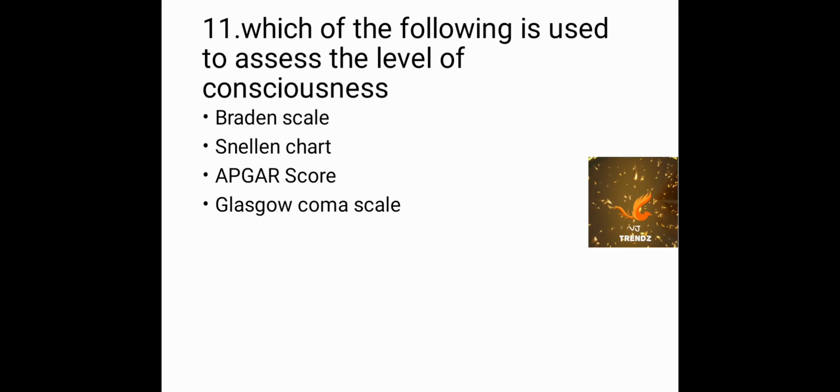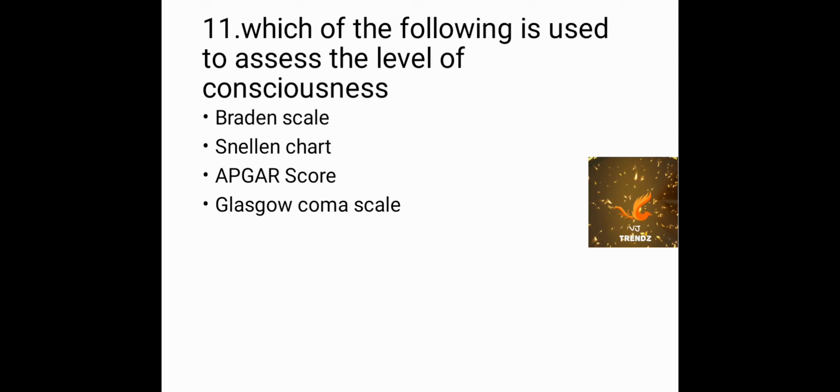Which of the following is used to assess the level of consciousness? The options are Braden scale, Shannon chart, Apgar score, Glasgow coma scale. First, what is Braden scale? Braden scale is used to predict pressure sore risk. Shannon chart is a geometric scale to measure visual acuity, and Apgar scoring measures the baby's condition after birth. And what is Glasgow coma scale?